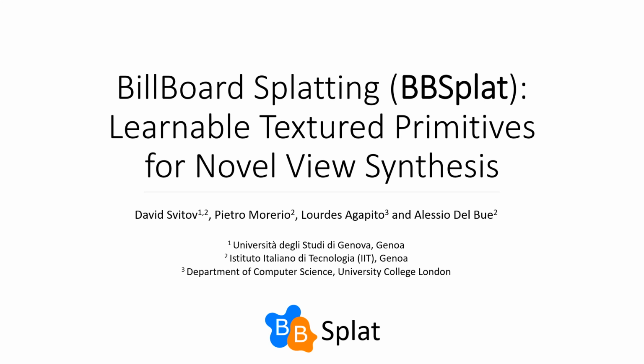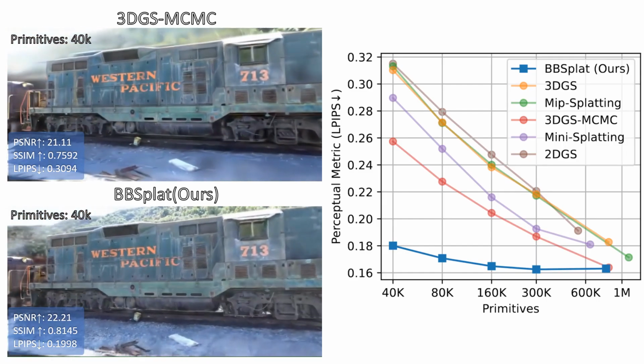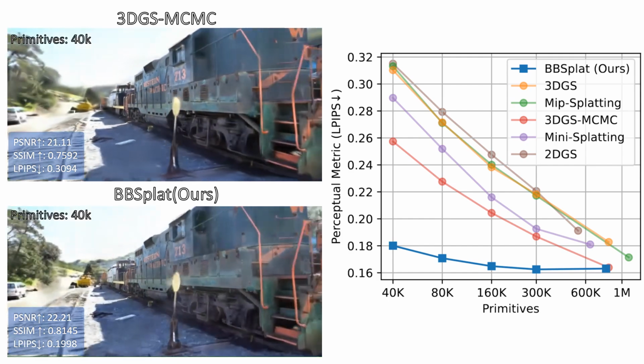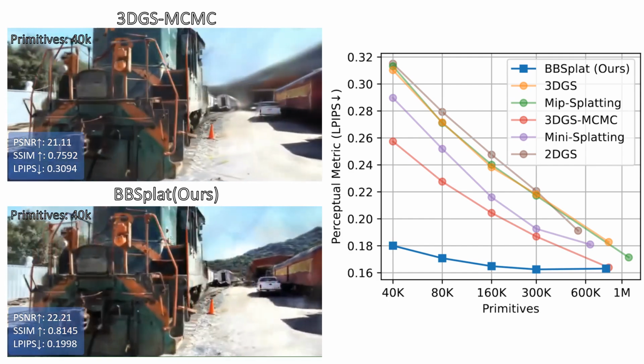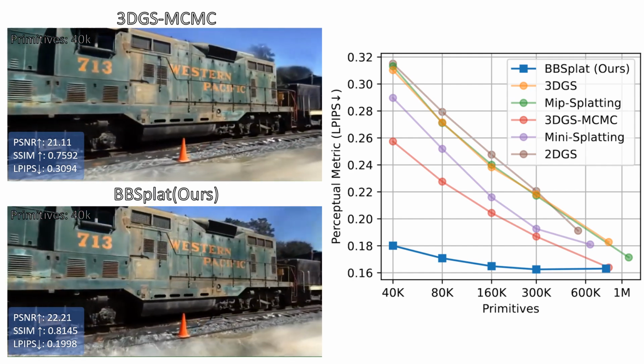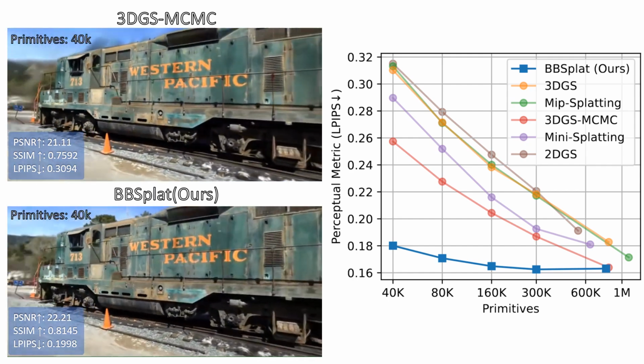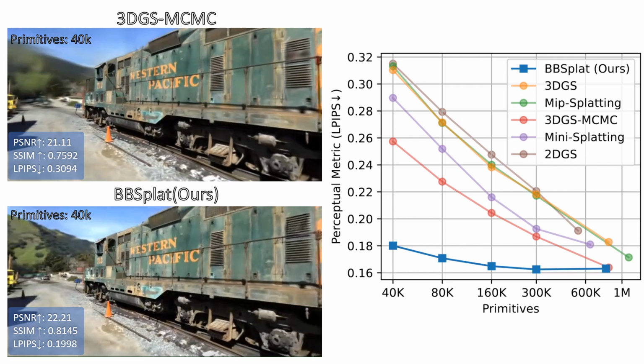We present BillBoard Splatting, BBSplat, a novel approach for 3D scene representation based on textured geometric primitives. BBSplat allows for a more detailed novel view synthesis than 3DGS and 2DGS, with an equal number of Gaussians. The improvement over 3D and 2D Gaussians is most noticeable when fewer primitives are used for rendering.